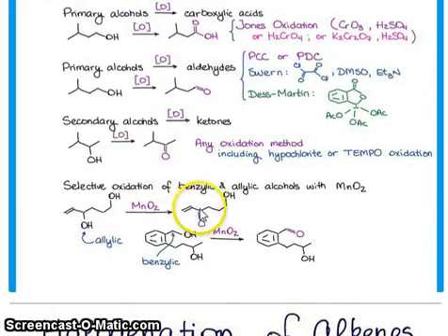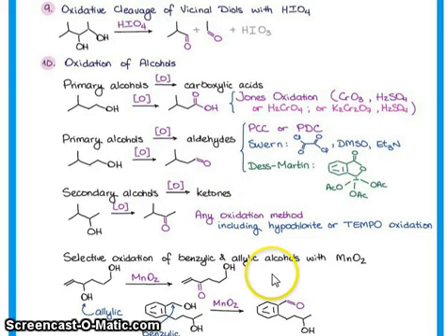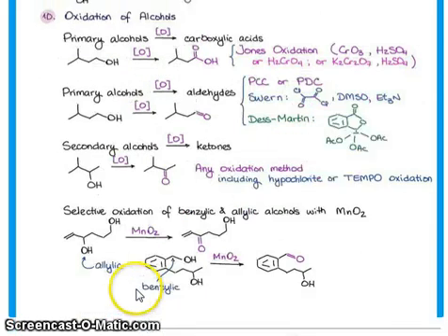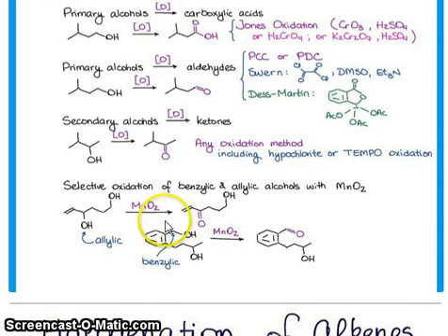selective oxidation of benzylic and allylic alcohol with MnO2. If you have this allylic, because this is a double bond and this is the allylic position, it gives these products. In benzylic, MnO2 gives these products. So there is a benzylic alcohol and there is an allylic alcohol. So you will get different oxidative products.